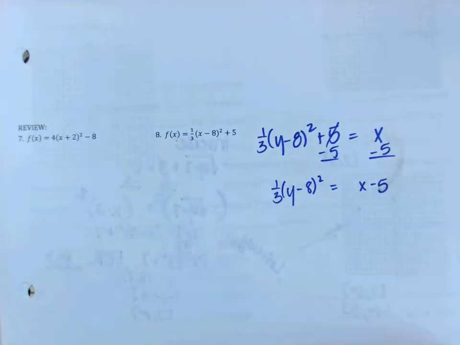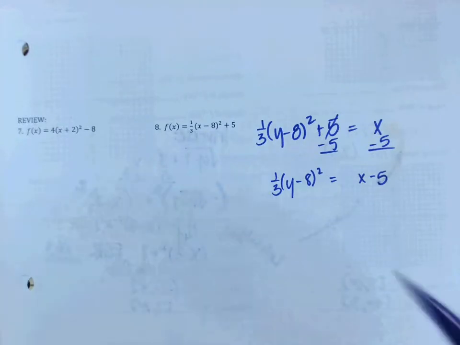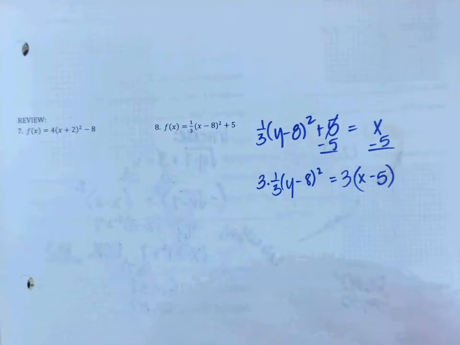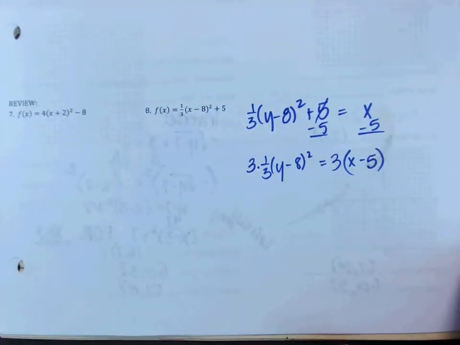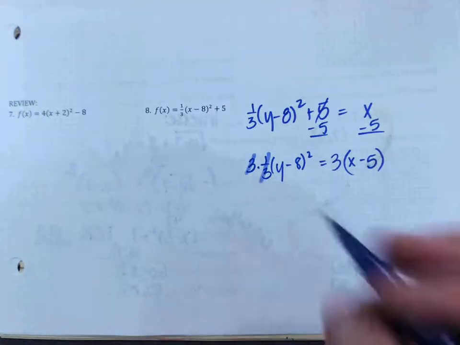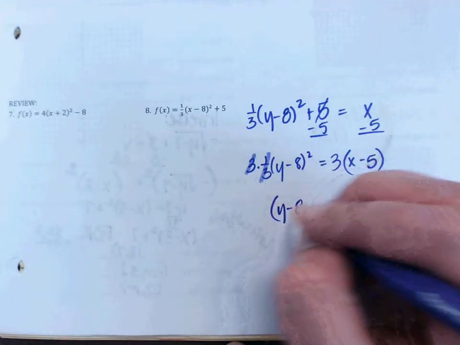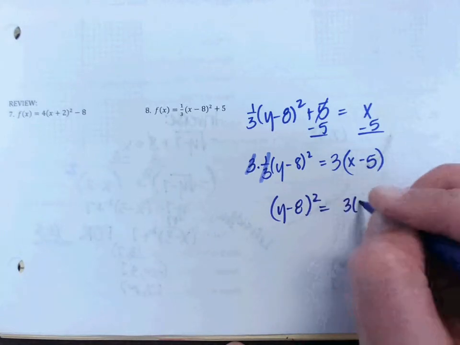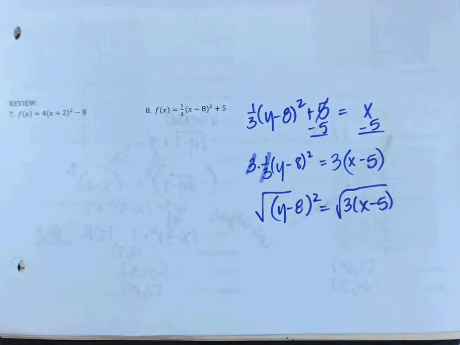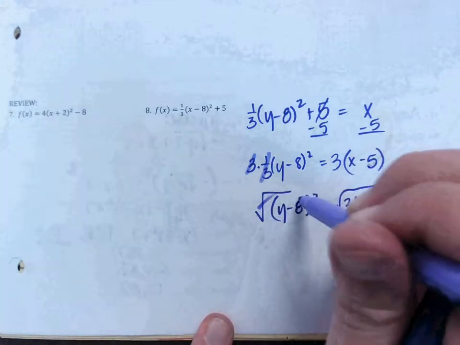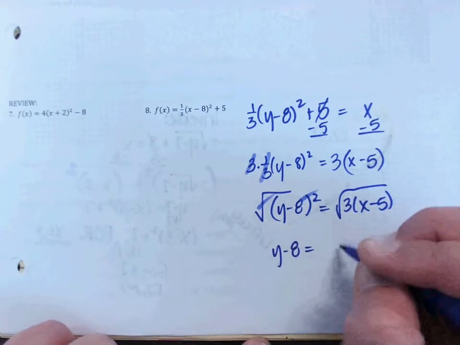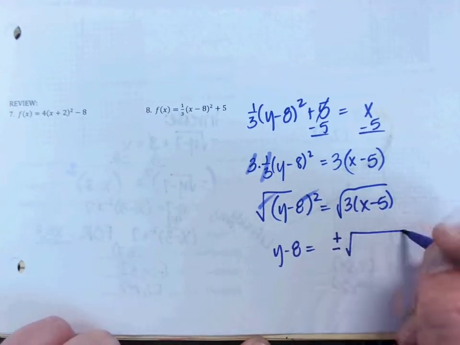Next step, now I have a fraction. How do you get rid of a 1/3? Times by 3. So remember, a fraction and a whole number, those are going to cancel each other out. So 3 and 1/3 are gone. Y minus 8 squared comes down. What's my next step? Square root. Square root, square root. Squared and square root cross out. Y minus 8 comes down. What goes in front of the square root? Plus or minus. Yep.